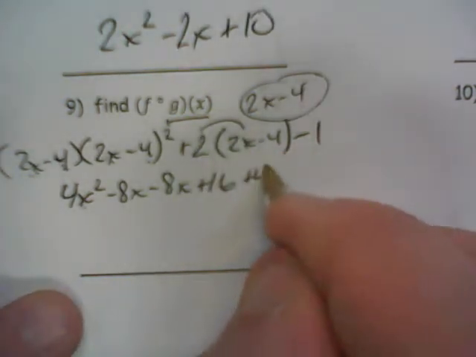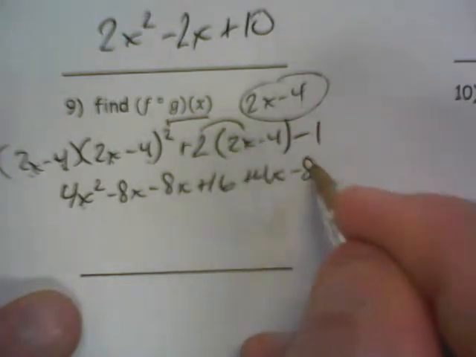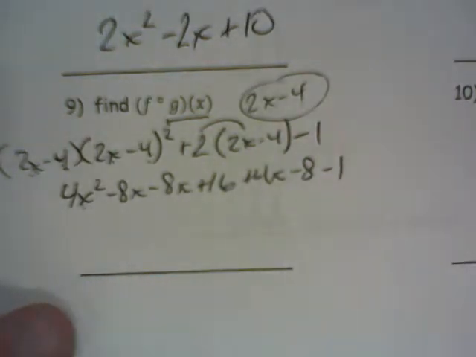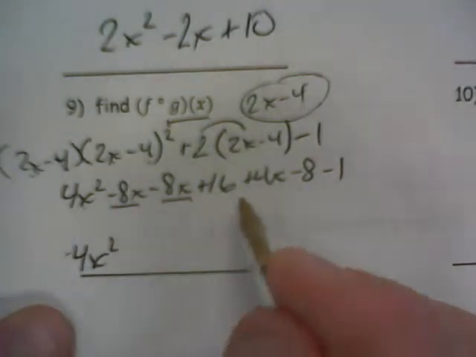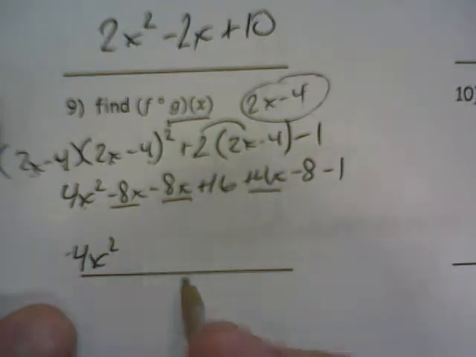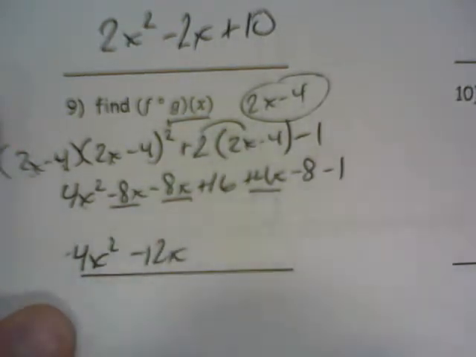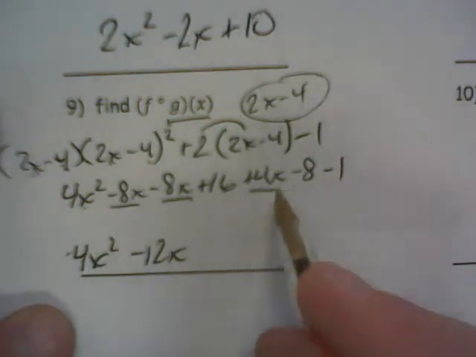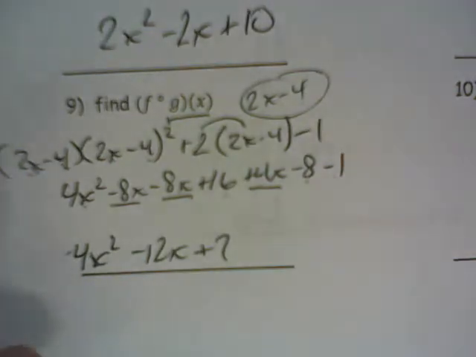Then I'm going to move over here. 2 times 2x is 4x. 2 times negative 4 is negative 8, and then minus 1. So we have 4x squared, minus 8x, and plus 4x. Negative 8 and negative 8 is negative 16, plus 4 is negative 12x. But then I have a 16 minus 8, which is 8, and then minus 1, which is 7.